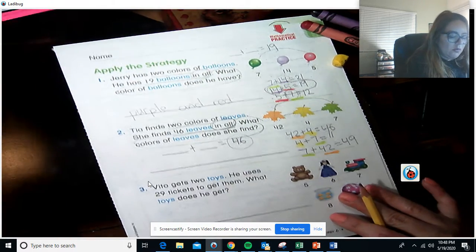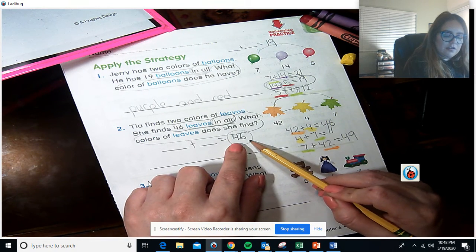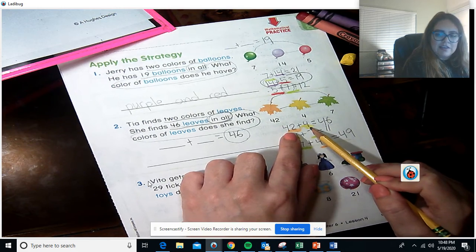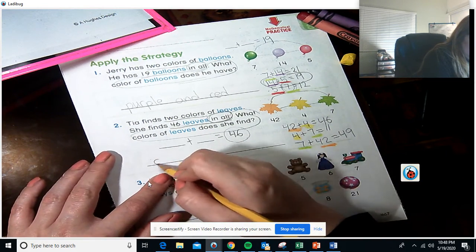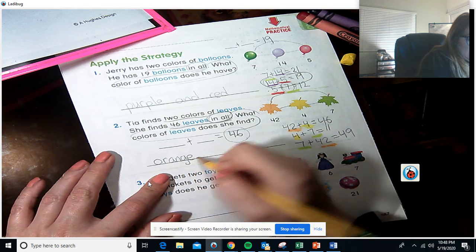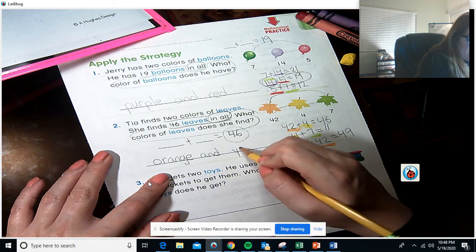All right. Which one equals 46? Orange and yellow. So what 2 leaves did he see? He saw orange and yellow.